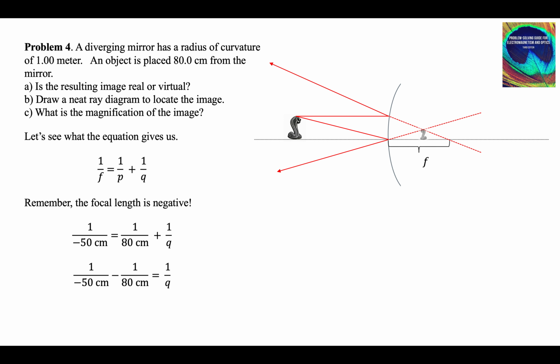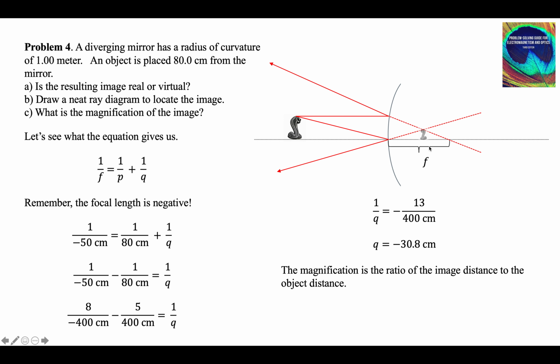Subtracting 1 over 80 from both sides, we get 1 over minus 50 minus 1 over 80. Getting a common denominator of 400, we get minus 8 over 400 minus 5 over 400 is 1 over q. Now we do the addition. We get minus 13 over 400. We flip that upside down to get q, minus 400 centimeters over 13, which is 30.8, and I like that. A little bit more than 25, 30.8.